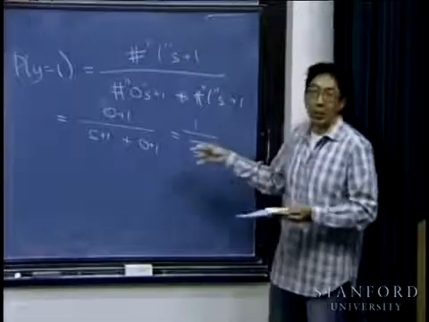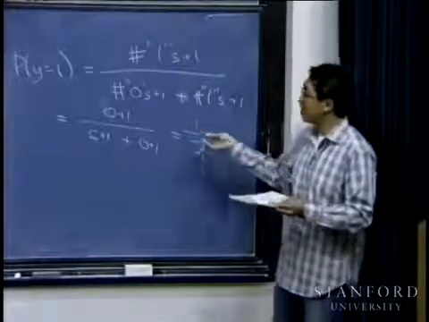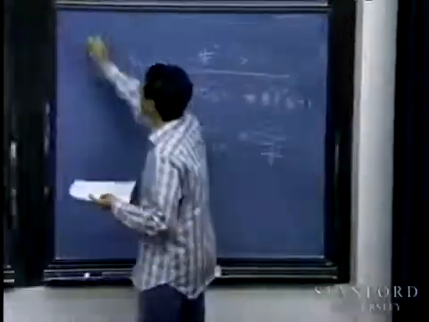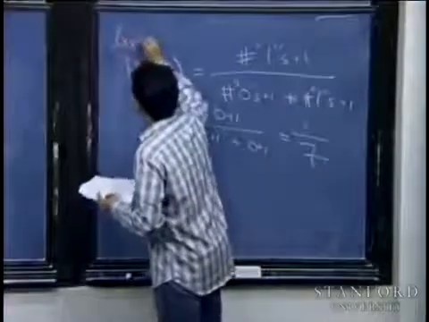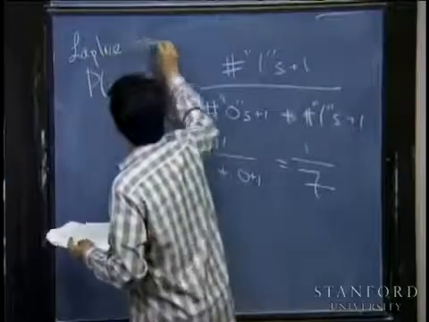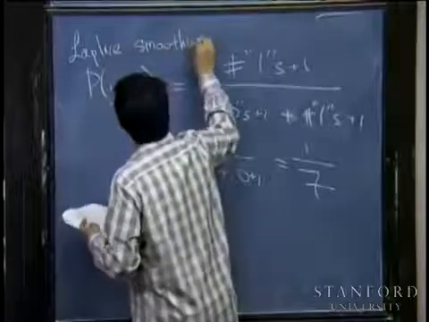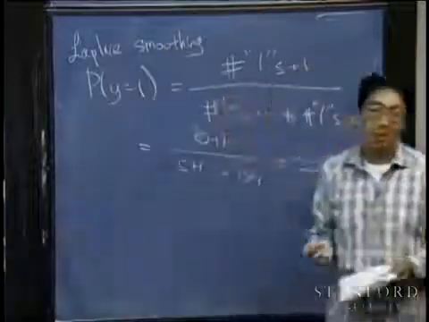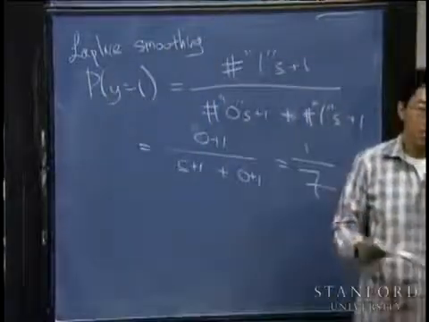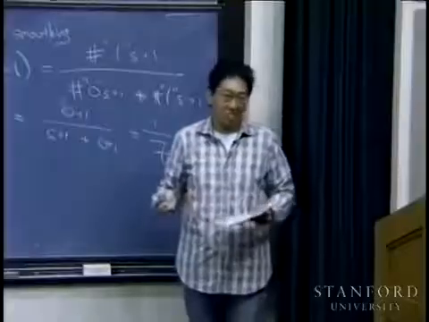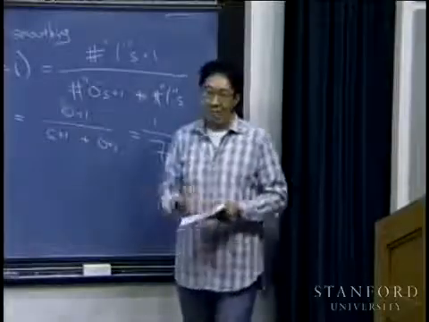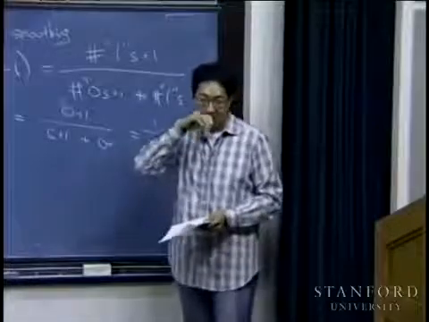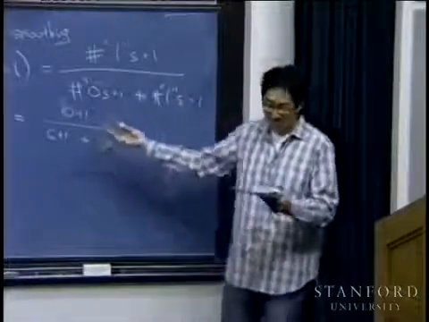As a historical side note, Laplace actually came up with this method. It's called Laplace smoothing after him. He was trying to estimate the probability that the sun will rise tomorrow, and his rationale was, in a lot of days now we've seen the sun rise, but that doesn't mean we can be absolutely certain the sun will rise tomorrow. This is kind of cool.